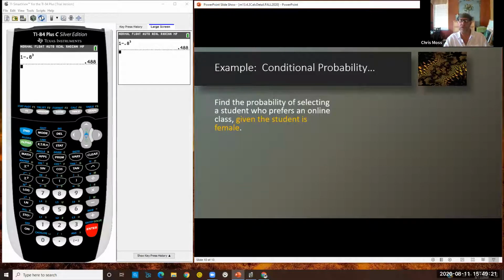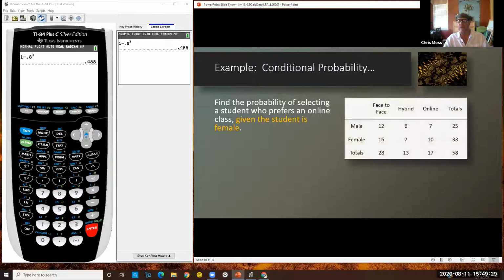We're going to find the probability of selecting a student who prefers the online class given that the student is female. So the fact that we have a condition enables us to ignore much of the data in the table. The condition is that the student is female. I don't care about the dudes here. I'm only interested in the female students for this particular probability. So I'll note that the data of interest is what you see there in green. Now, what I'm really interested in is the number of female students who prefer online classes. I'm literally interested in those 10 out of 33.